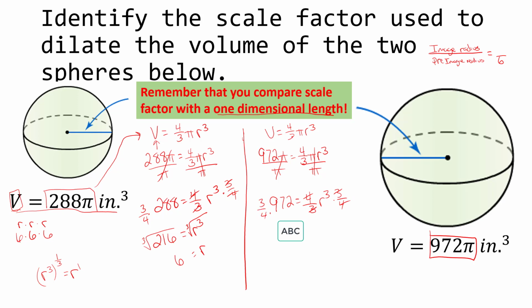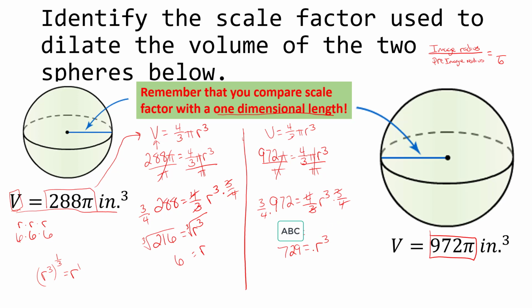What we do to one side, we have to do to the other side. So 972 times 3 divided by 4 gives us 729 equals r to the third power.